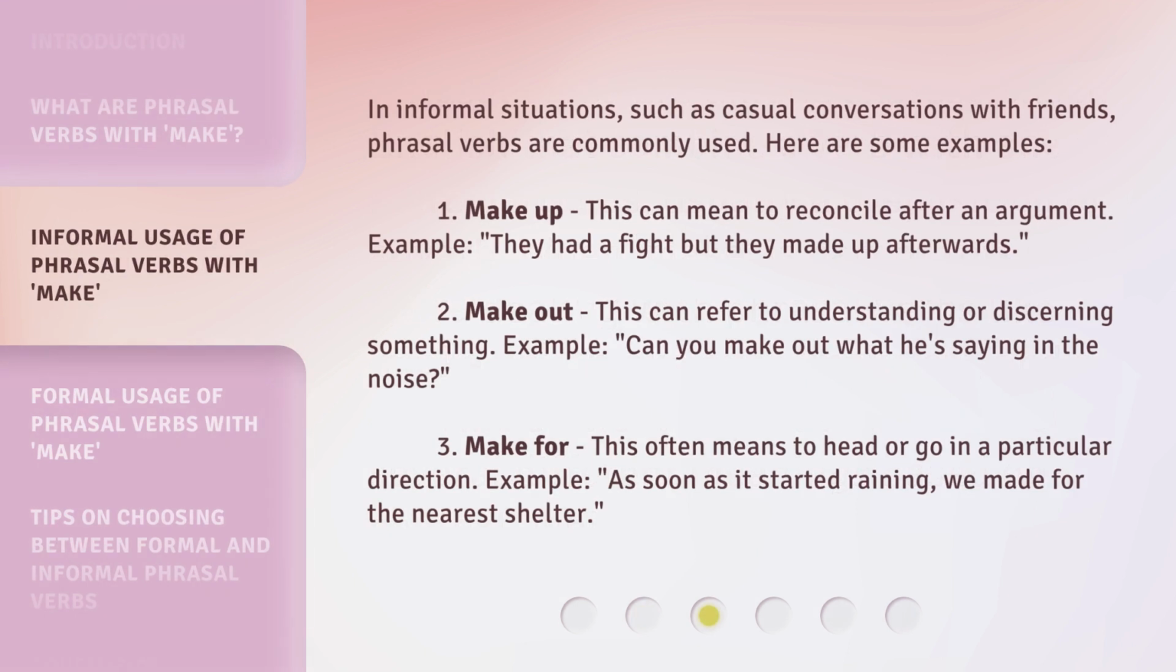In informal situations, such as casual conversations with friends, phrasal verbs are commonly used. Here are some examples. 1. Make up. This can mean to reconcile after an argument. Example: they had a fight but they made up afterwards.